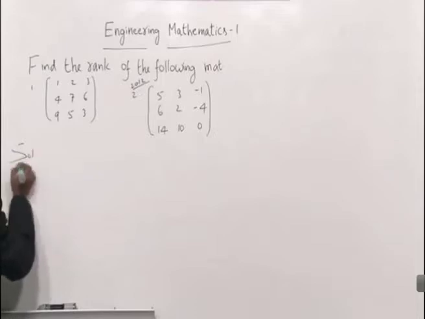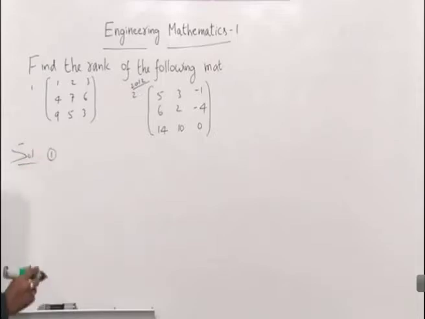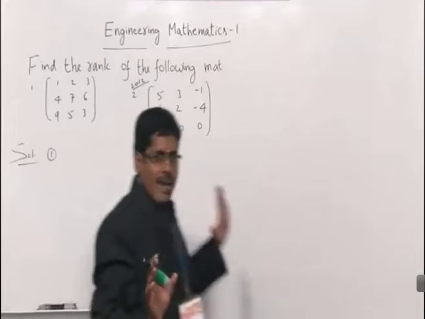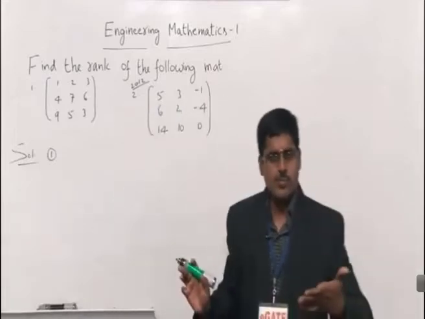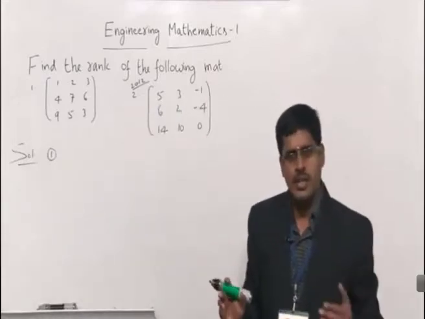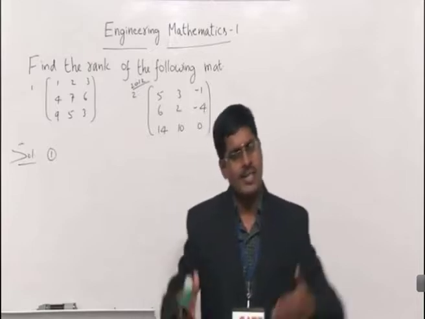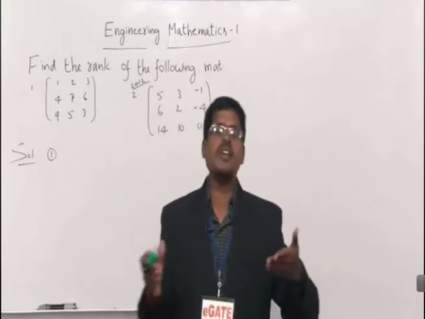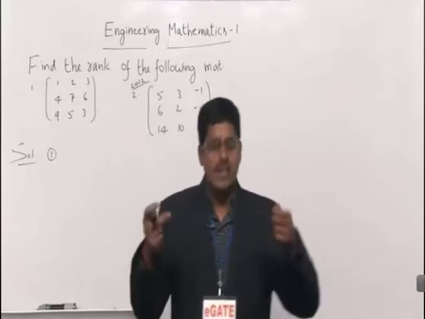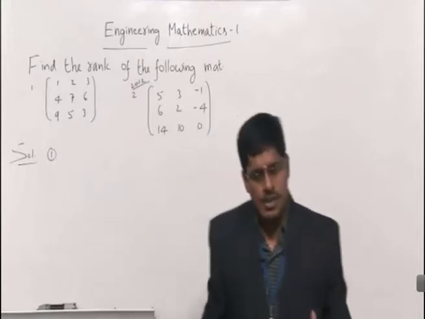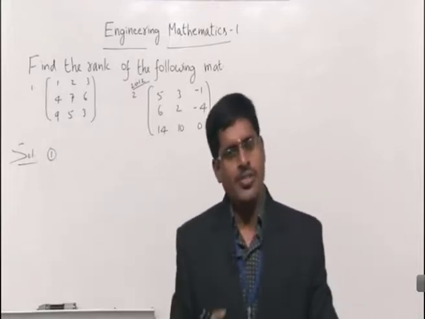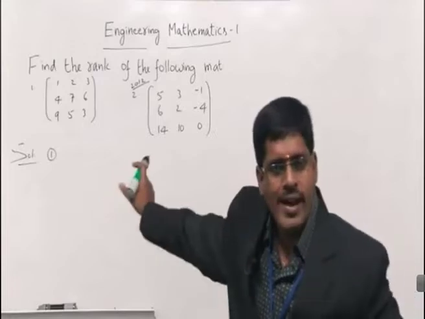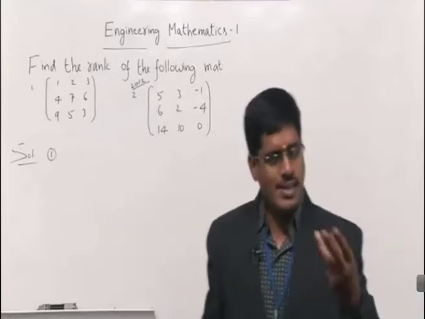Solutions. First one. Here both matrices are square matrices. In the first problem, the matrix is a square matrix. What is the highest square submatrix? The 3 by 3 matrix itself is the highest square submatrix. So immediately find the determinant. If your determinant is not equal to 0, then rank is equal to the order of the highest square submatrix, that is 3.